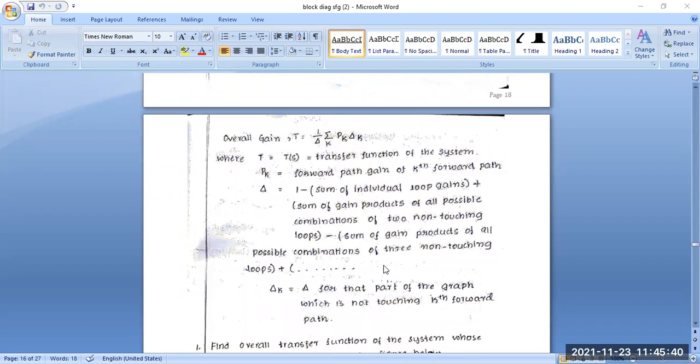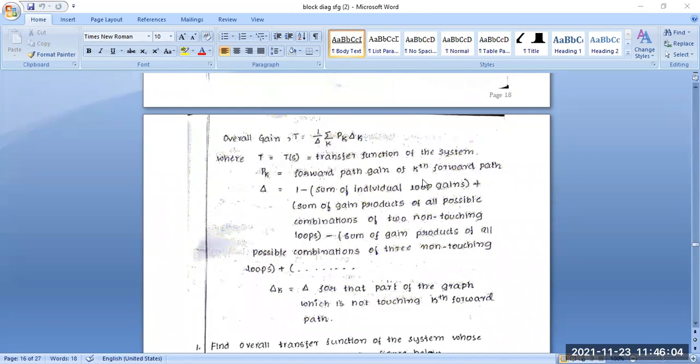So we have to know one by one. First, T is the transfer function of the given system. Where T is T(s), that means the transfer function of the given system. Next, Pk. What is Pk? Pk is the forward path gain of the kth forward path.